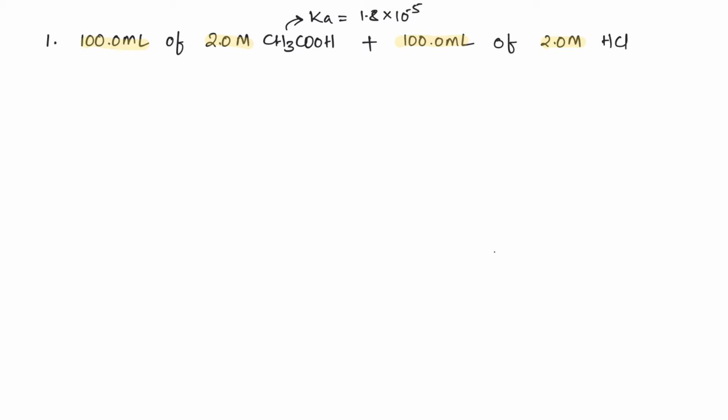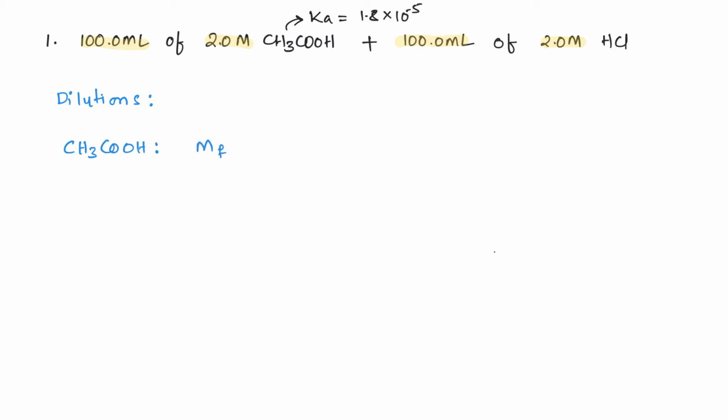First, let us calculate the concentration of hydrochloric acid and acetic acid after the two solutions are mixed. When we mix two or more solutions, each solution dilutes the concentration of the other solution. First, let us calculate the final concentration of acetic acid.